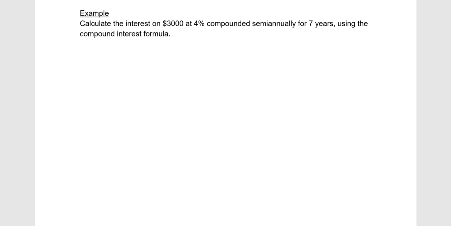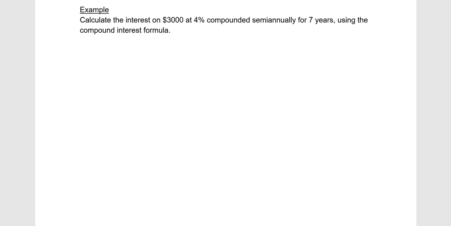Okay, and then one more of these questions, and then we'll move on to the last thing. For example, calculate the interest on $3,000 at 4% compounded semi-annually for 7 years using the compound interest formula. So the first thing that I see is that we're looking for the interest. We're not looking for the total amount in the account. So we're going to end up having to subtract the answer that we get from the formula minus this original $3,000. But let's go ahead and do the formula first.